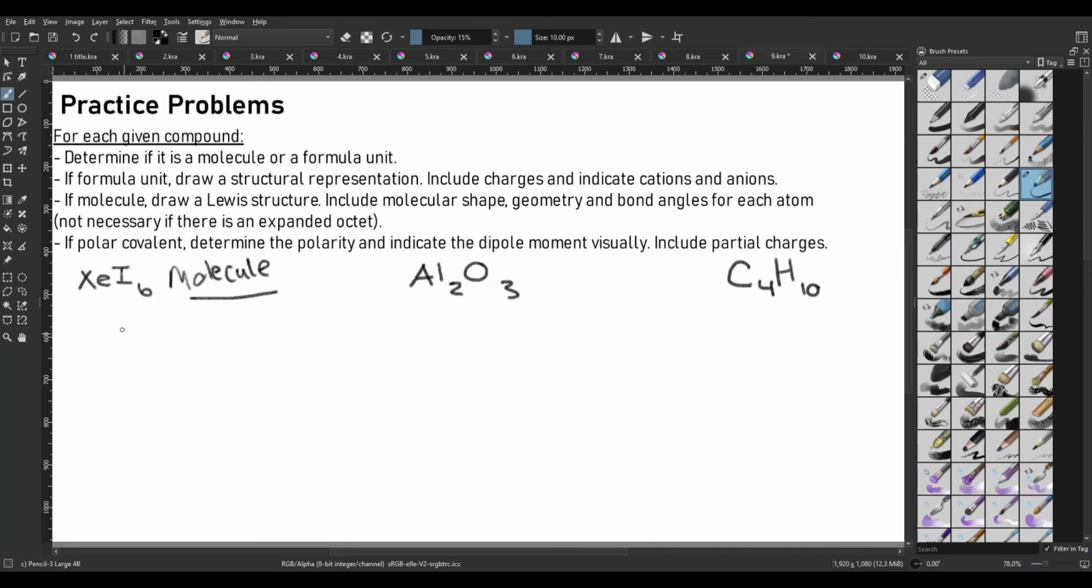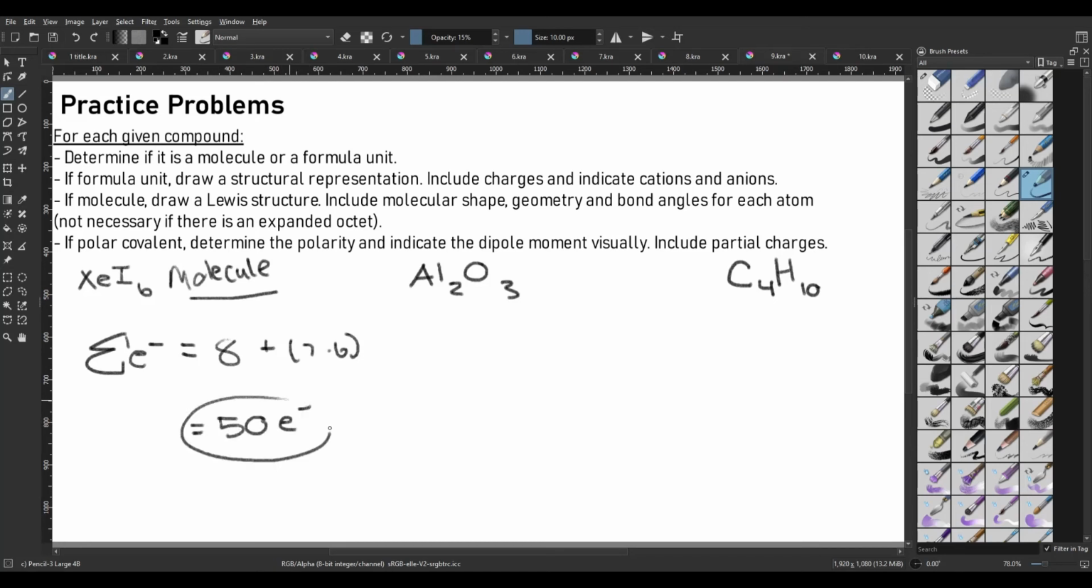So the second part of the question is going to ask, if it's a molecule, we're going to draw a Lewis structure. So the first thing we do whenever we want to draw a Lewis structure is what? Sum up the total number of valence electrons. Xenon is a noble gas, so it's going to have 8 valence electrons. And then iodine is a halogen, and it's going to have 7 valence electrons. Because there's 6, it's 7 times 6. And 8 plus 7 times 6 is going to be 50 valence electrons, quite a lot. 50 valence electrons in total.